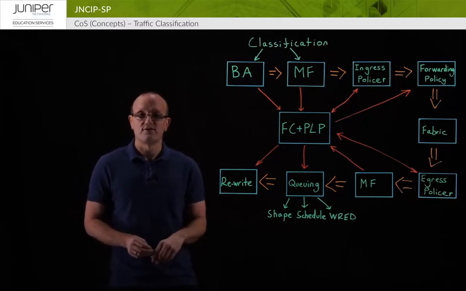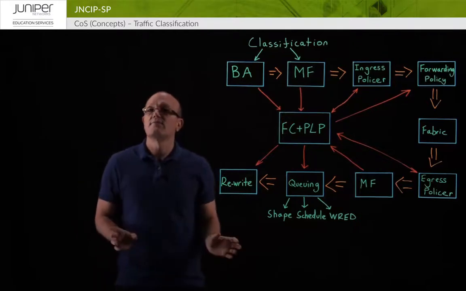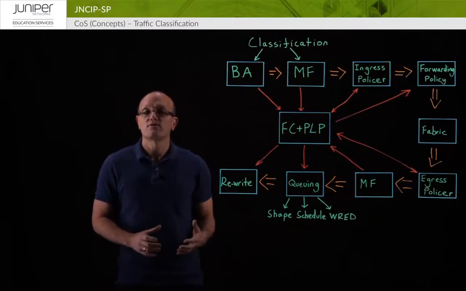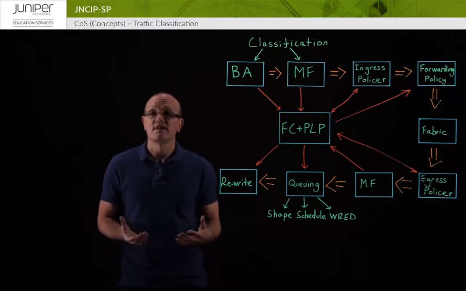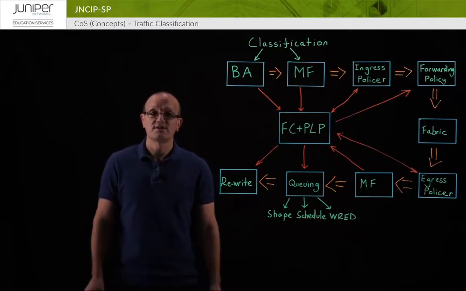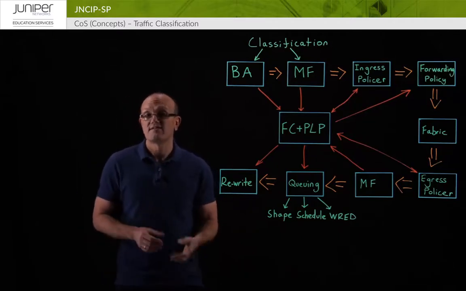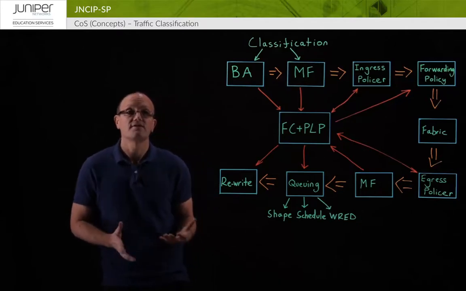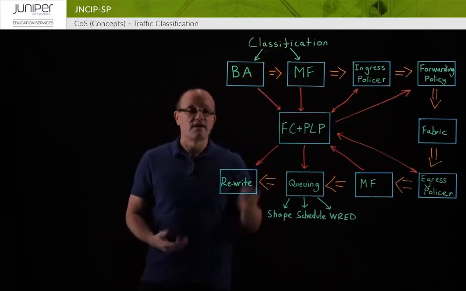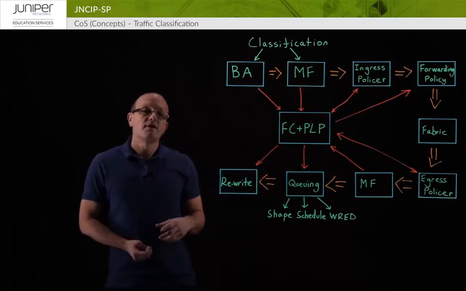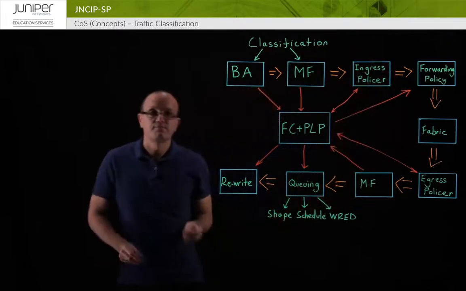So what you would typically do is that you would deploy these multi-field classifiers around the edge of your network, forming what's called a boundary of trust. And you would identify traffic using things like source and destination IP address, source and destination layer 4 port, incoming interface, things like that. And using those criteria, you would assign a forwarding class, a packet loss priority. And that traffic would then flow through the Juniper device.